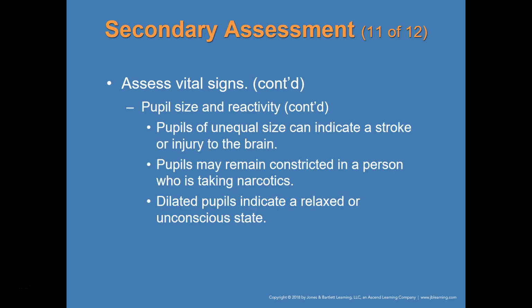So pupils of unequal size can indicate a stroke or injury to the brain. Pupils may remain constricted in a person who's taking narcotics, so pain medications or heroin, opioids, stuff like that. Dilated pupils can indicate a relaxed or unconscious state.